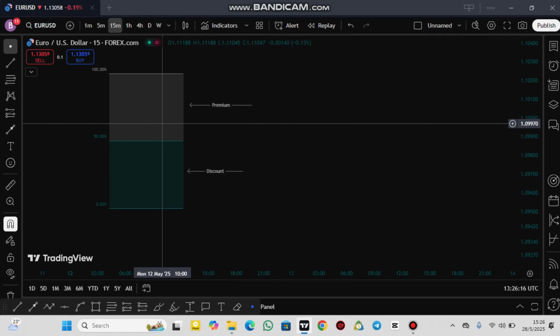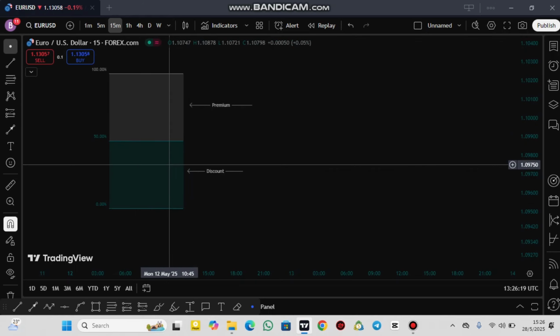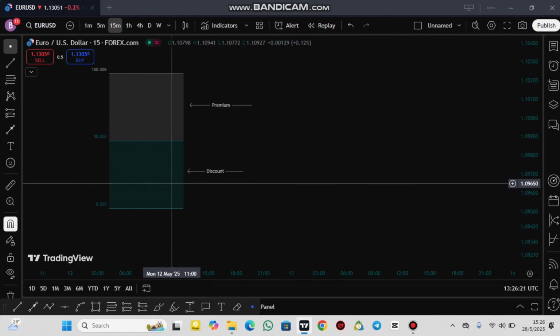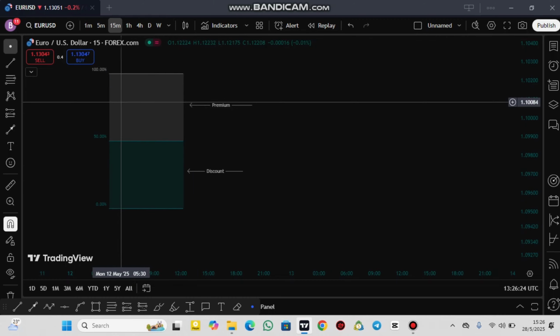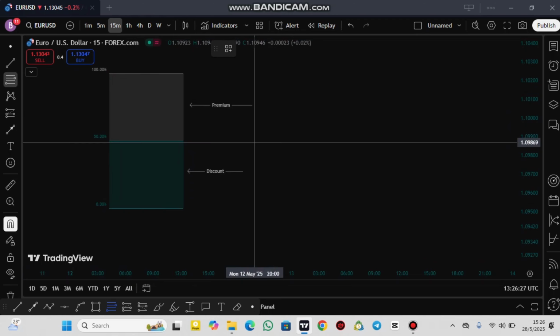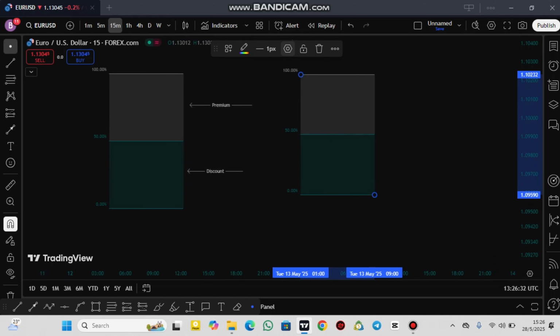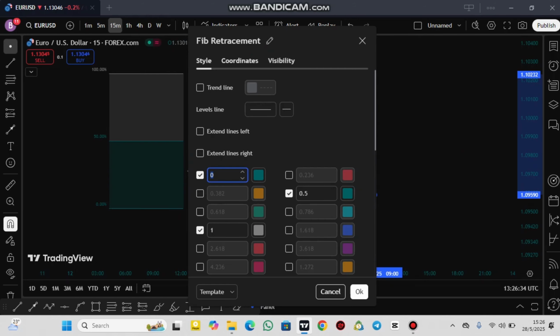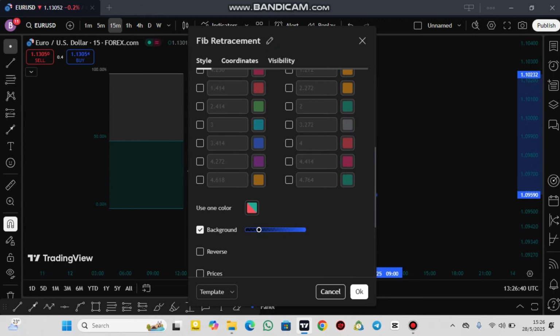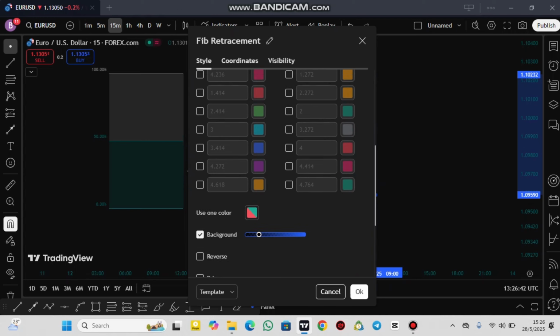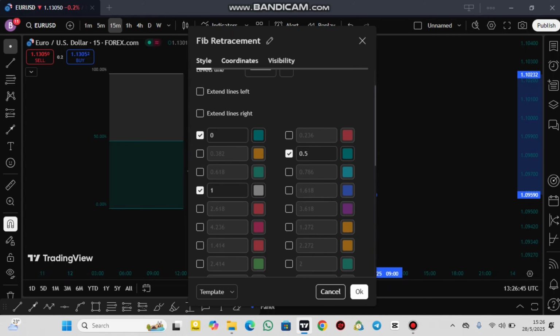I've labeled premium with this gray box, and discount is this green box. The premium and discount is usually set by this tool called the Fibonacci. You just drag it up or down. This is how you set it: you go to the settings of the fib retracement and untick everything. When you first come to this, it's gonna be ticked all over the place. You untick everything and just set the 0, 1, and 0.5. Then you can color code the Fibonacci based on your already color coded candles.